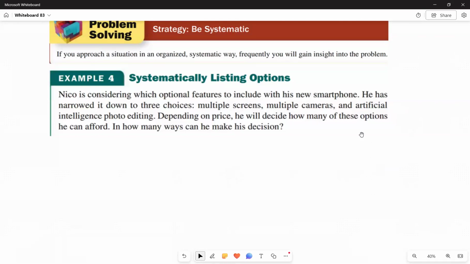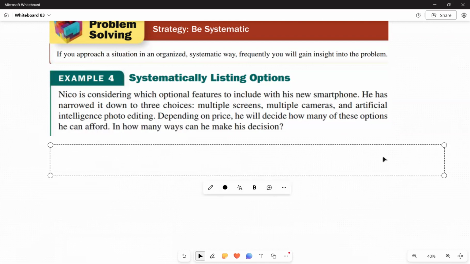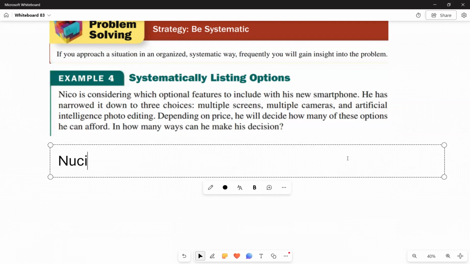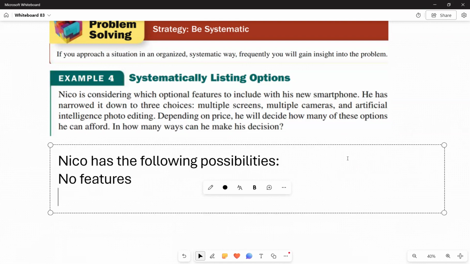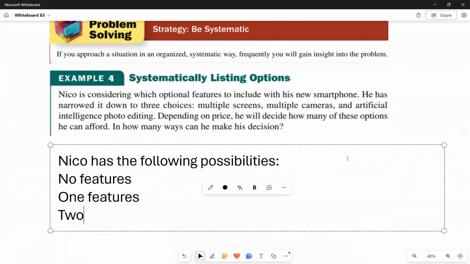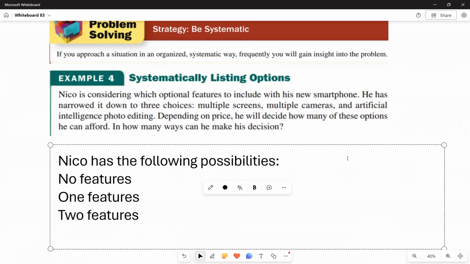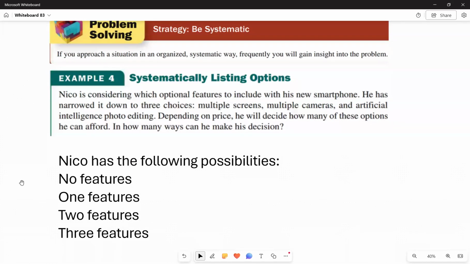This means that Nico has the following possibilities: that his new phone has no features, it has only one, it has 2 but not all 3, and that it has all 3. So we are going to organize this information in a table.